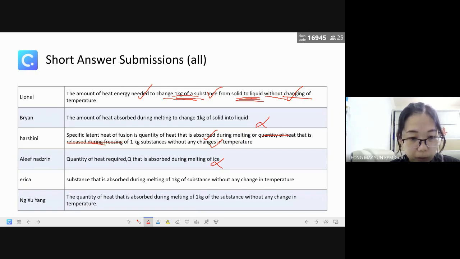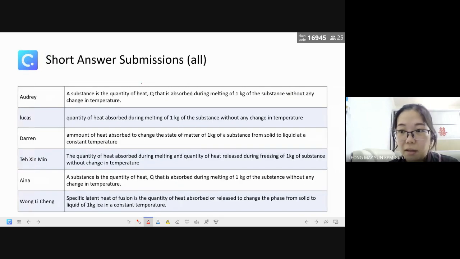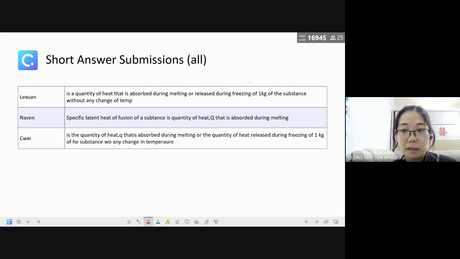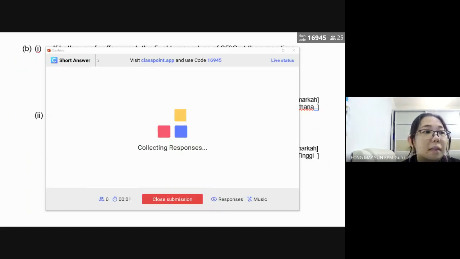Erica, substance that is absorbed. The substance is being absorbed. Erica. Alright, energy that is being absorbed during the melting of 1 kg of substance without any change in temperature. Because I see the melting word, I still can accept. Okay, quantity of heat that is being absorbed during melting of 1 kg of substance without, this one also still can accept. No one used 0 degrees Celsius. Without any change of temperature, solid liquid constant temperature, heat release. Okay, so most of you are giving me almost the same answer. Absorbed during melting, okay. So most of it is almost there. Alright, okay. Next.